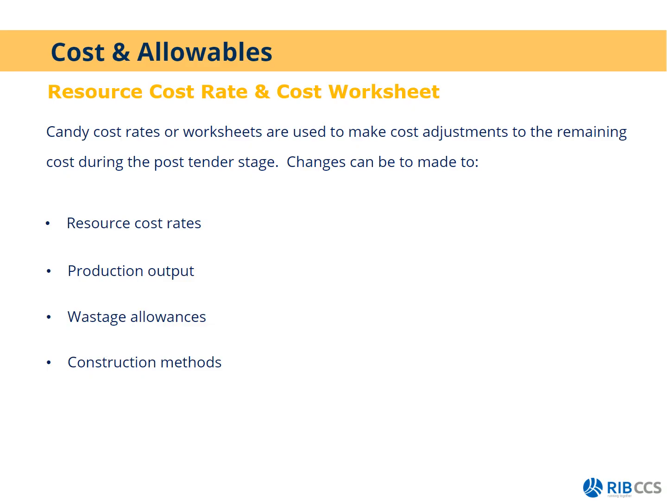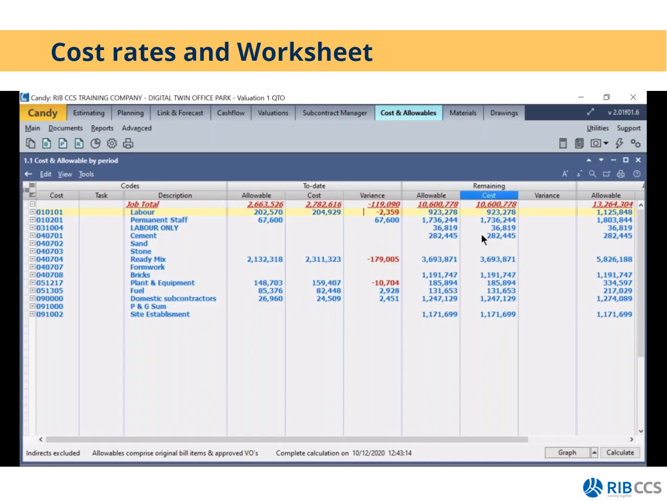So what you could do is, for example, you could decide that you don't want to do the work yourself anymore, you're going to subcontract it, and that would then be a cost worksheet that you change the entire construction method. Okay, so let's go and have a look at how you adjust that.